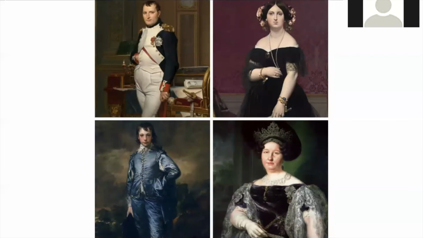I'm picking up where I left off on the history of portraiture, moving on to the 18th and 19th centuries. On the top left, again, a portrait by Jacques-Louis David of the Emperor Napoleon in his study. This is another one you can see at the National Gallery of Art. In fact, the top two paintings in this slide are both at the National Gallery of Art in Washington, D.C.